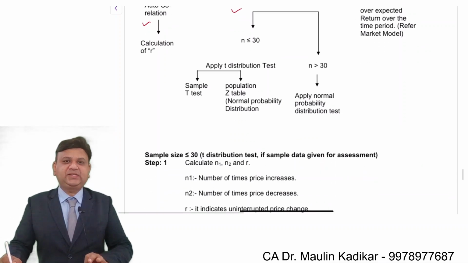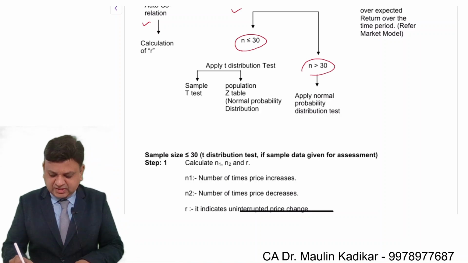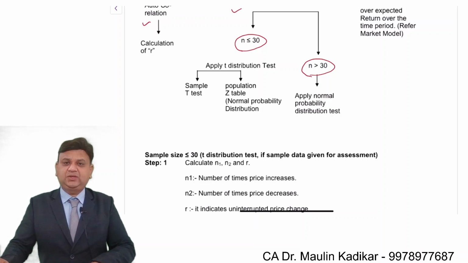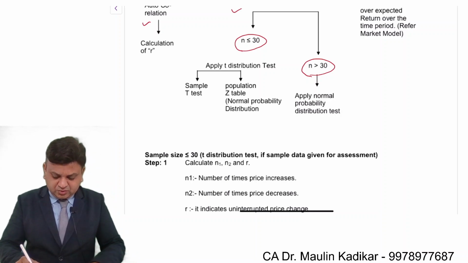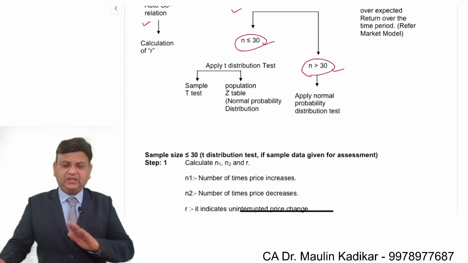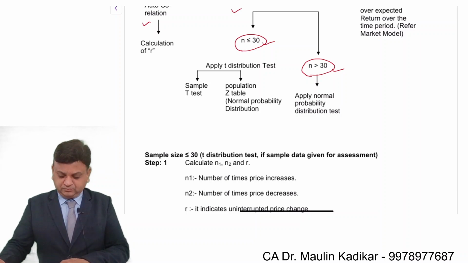As far as the run test example is concerned, you have to see whether the number of observations is less than or equal to 30 or greater than 30. Meaning, the closing prices which have been provided to us for the purpose of analysis are less than or equal to 30 or more than 30. That is the thing we have to see first of all.